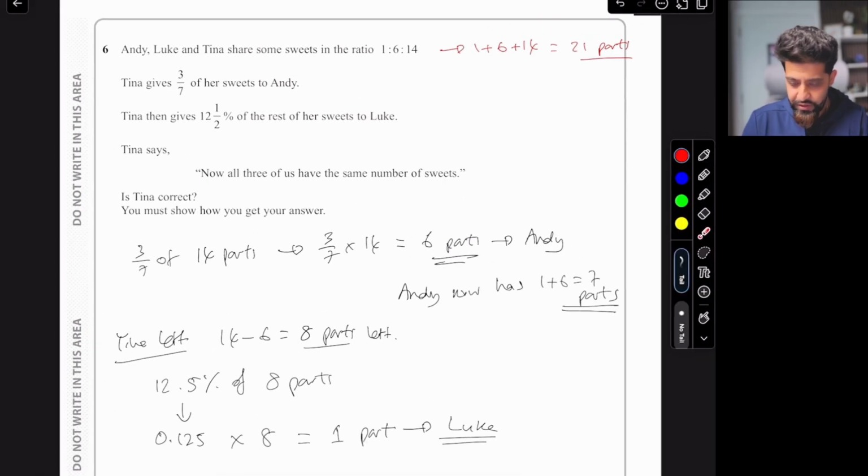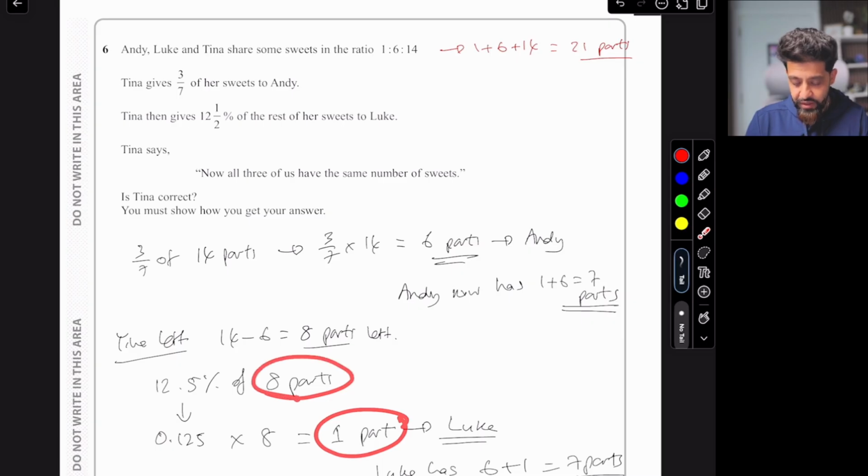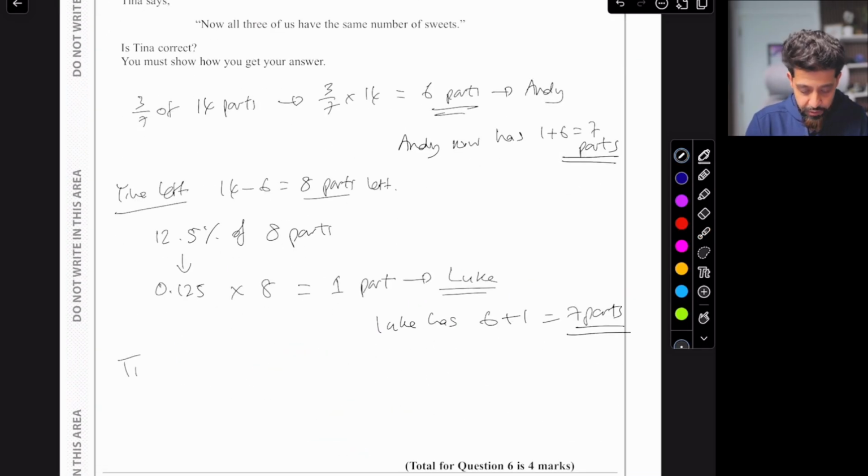So Luke now has, from his 6 parts, remember Luke was equal to 6, he now has gained a part. So Luke has 1 extra part. So 6 he had, so let's start with that, 6 plus the 1 extra that he's got. He's also got 7 parts. Now, if Tina has given away 1 part to Luke from her remaining parts, she now has 7 parts, doesn't she? So Tina now has 7 parts.